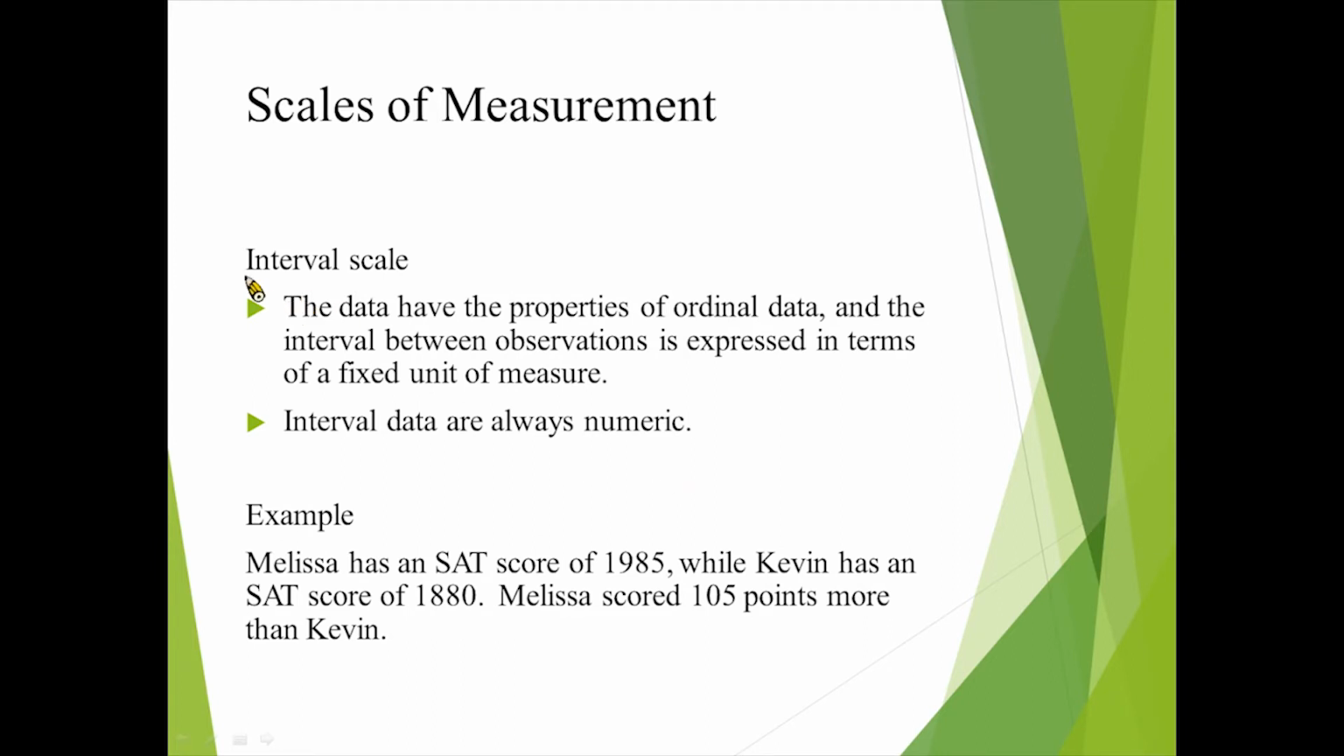And the third one, the interval scale. What's the interval scale? The data have the properties of ordinal data, and the interval between observations is expressed in terms of a fixed unit of measure. Interval data are always numeric. So you can see the example. Melissa has an SAT score of 1390 and Kevin has an SAT score of 1385. Melissa scored 5 points more than Kevin.